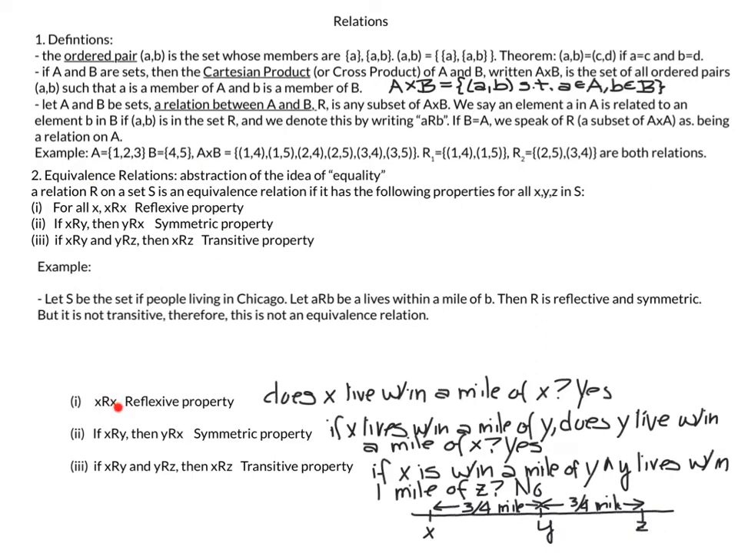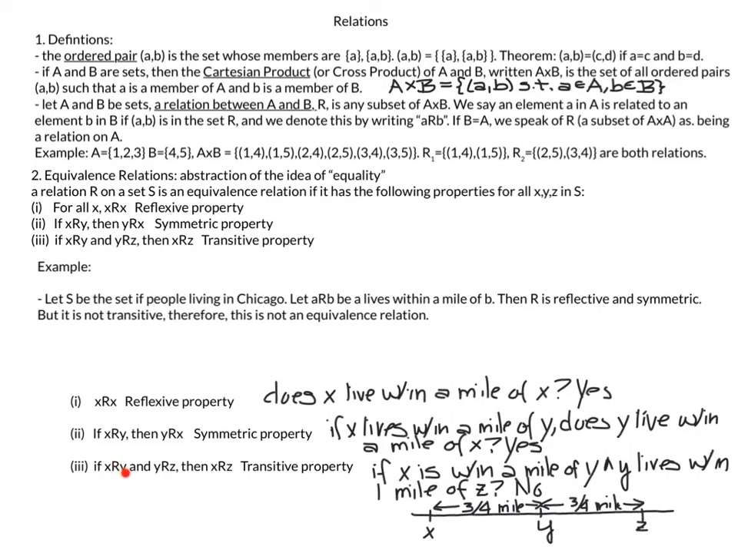So x is related to x. That's the reflexive property. So the question is, does x live within a mile of x? And the answer is yes, so it is reflexive. If x is related to y, then y is related to x. So if we want to know if it's symmetric, we're going to ask if x lives within a mile of y, then does y live within a mile of x? And the answer is yes.